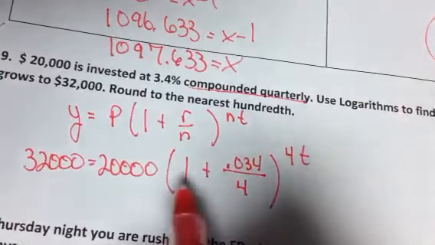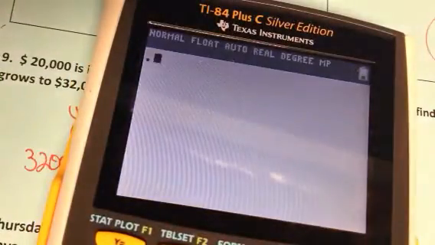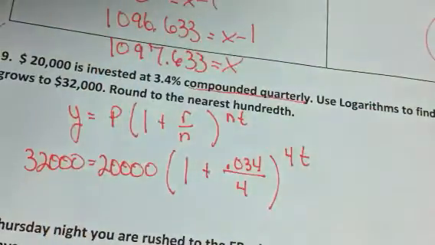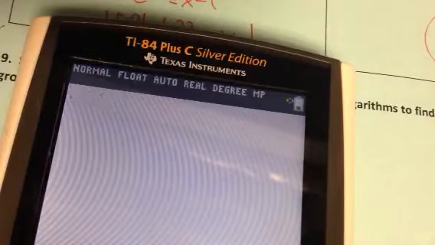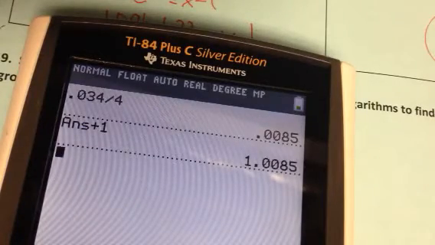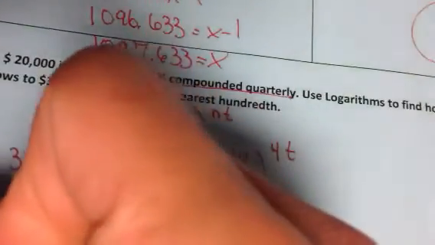So what we're going to do first is just go into the parentheses and get this to be a nice number. So I'm going to take 0.034 and divide it by 4. Okay, just getting that fraction to one number. And then I'm going to add 1 to it. So that's what the parentheses is worth. So I'm going to rewrite it.